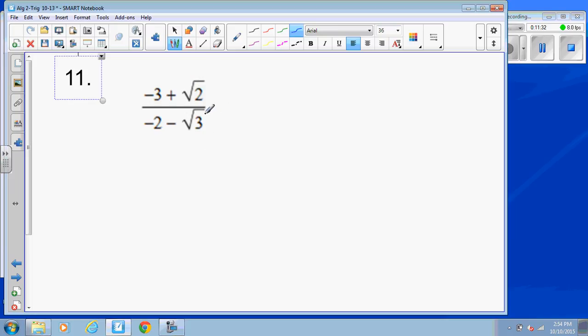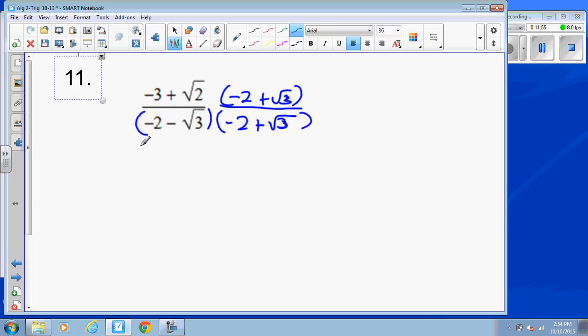So if I think to myself, okay, what is my conjugate going to be? It's always for the bottom because I'm concerned about getting rid of the square root here. So that's going to be negative 2 plus the square root of 3. Remember, the first number doesn't change signs, just the second number. And that means I have to multiply the top by negative 2 plus the square root of 3.